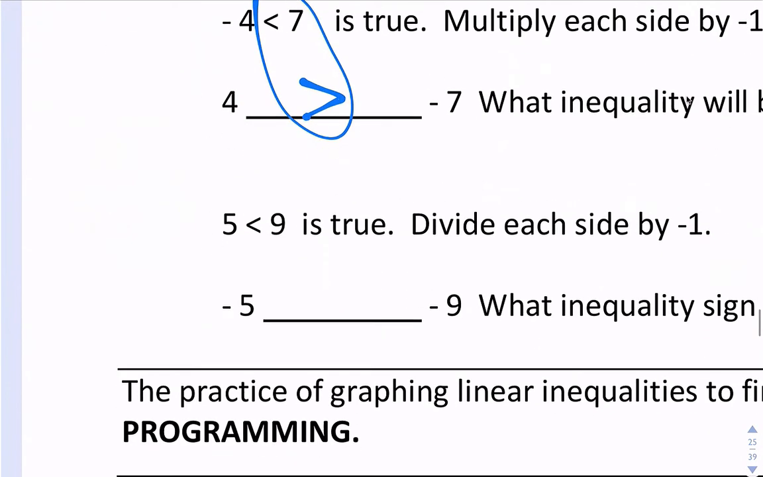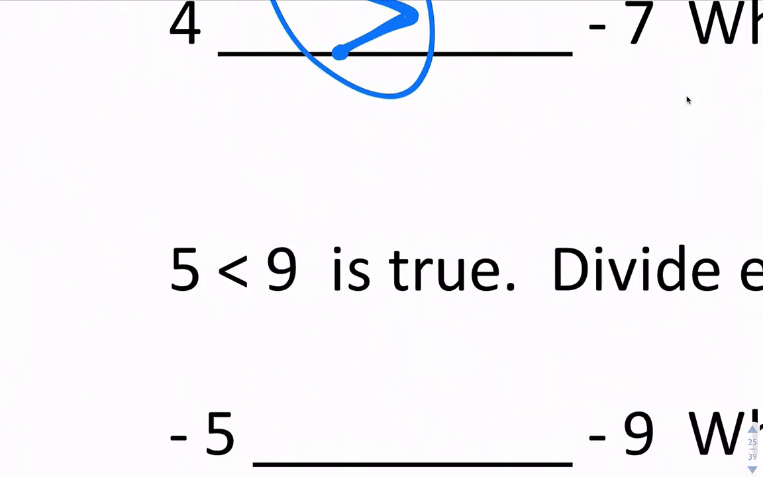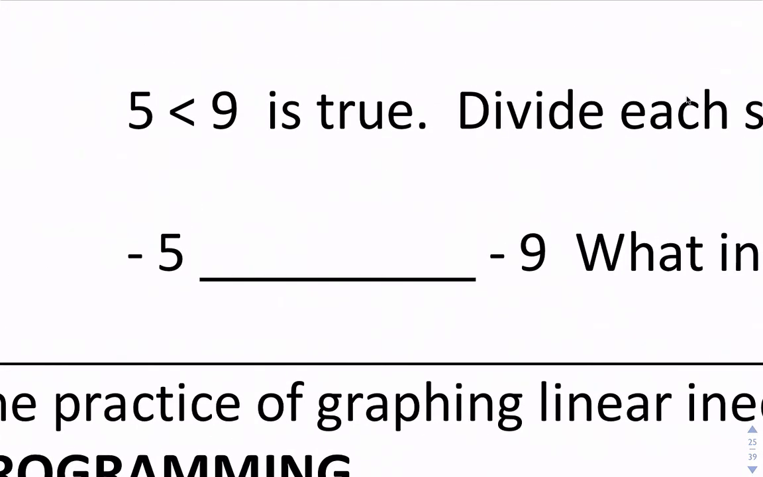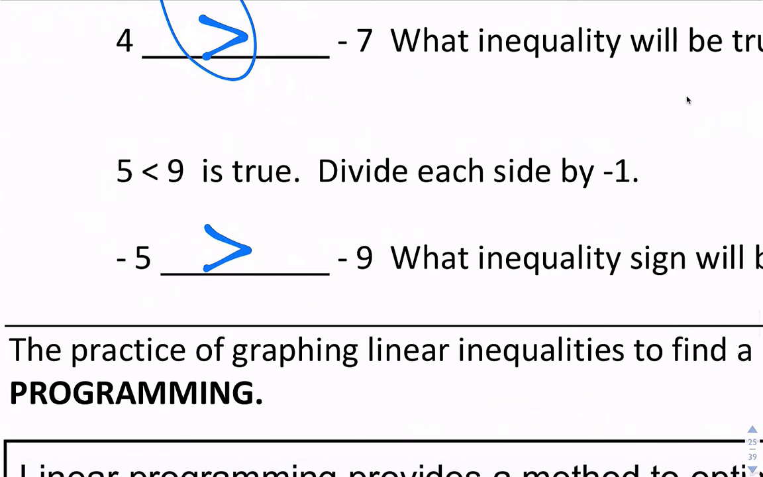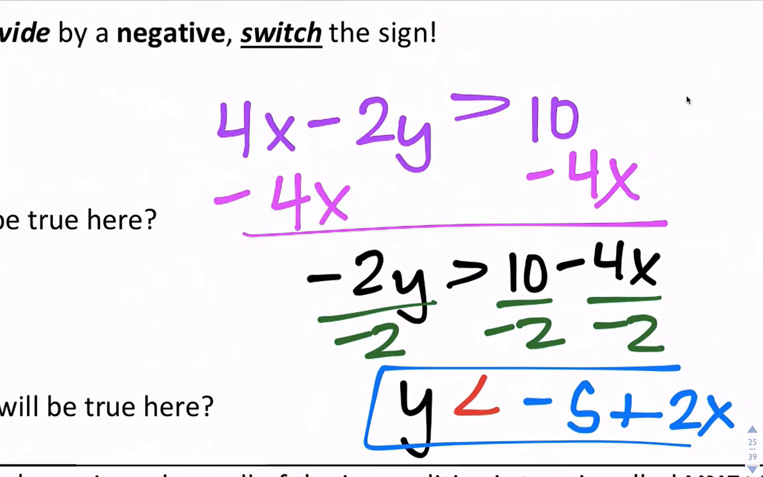All right, let's do the same with division. We know that 5 is less than 9. Divide each number by negative 1. We'll get a negative 5 and a negative 9. But now we know negative 5 is greater than negative 9. So again, if we're solving for y and we have to divide by a negative, we switch the direction of the sign.